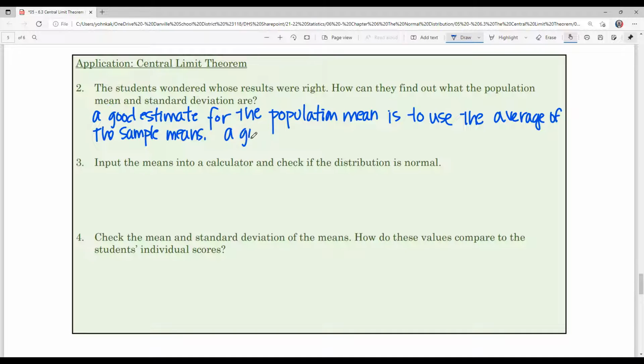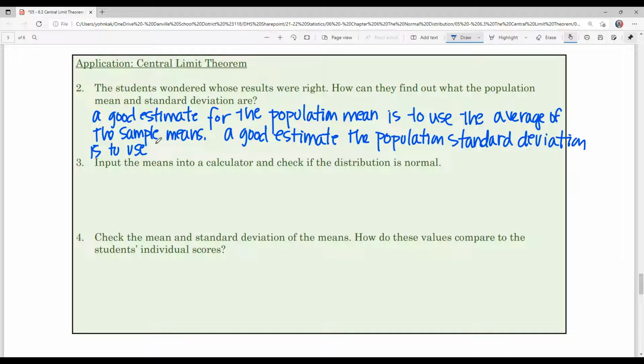And then a good estimate for the population standard deviation is to use the average of the sample standard deviations. It's the closest you're going to get.